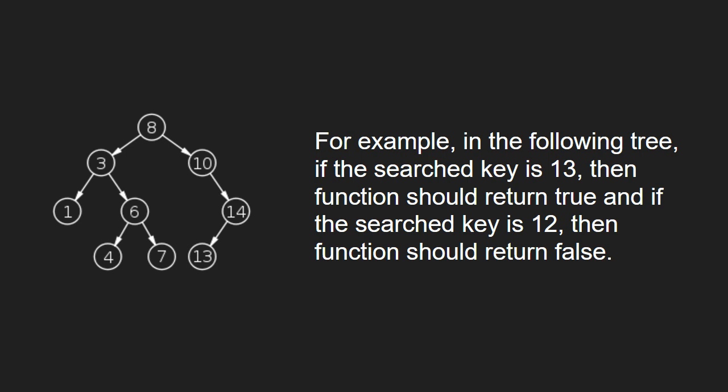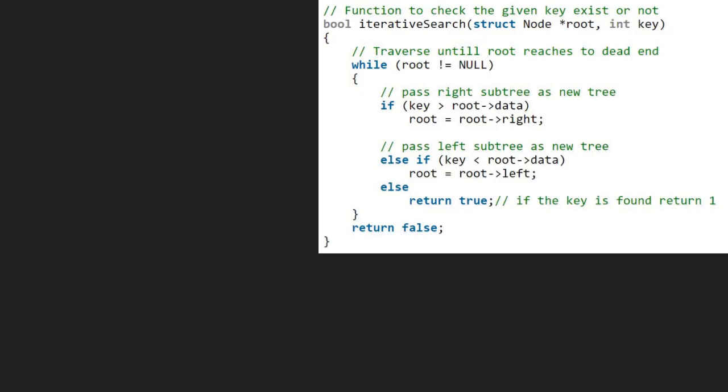Now, let us see the algorithm. Let us also take a sample tree to test our algorithm. We assume that we are searching for element 14 in the given tree. So, we pass root, which is 8, and 14 for key in the iterative search function.